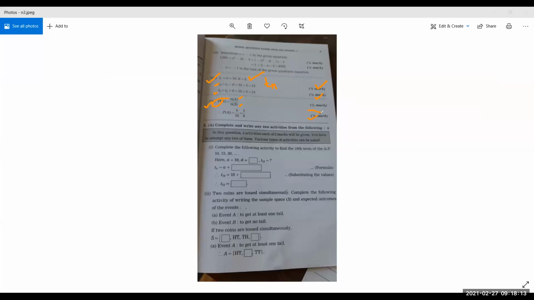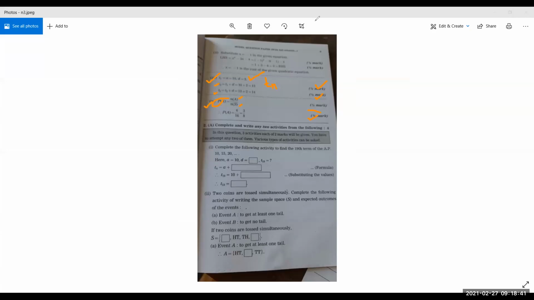Clear? How are the marks given in a 1 mark question, students? In a 1 mark question, for substituting the values, you will get half marks, and for the final answer, we are getting the half marks. So you get a very clear idea that you don't have to write many things here. Simply substitute and write the final answer. These two are the important things here.